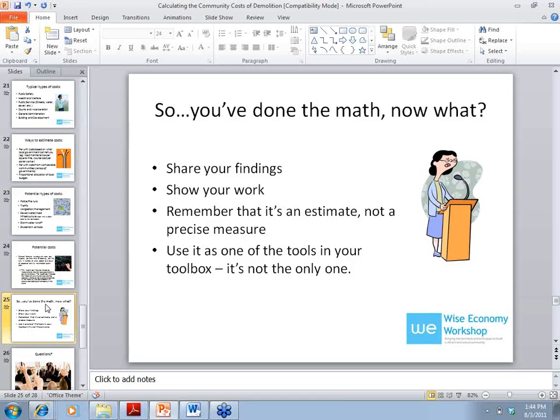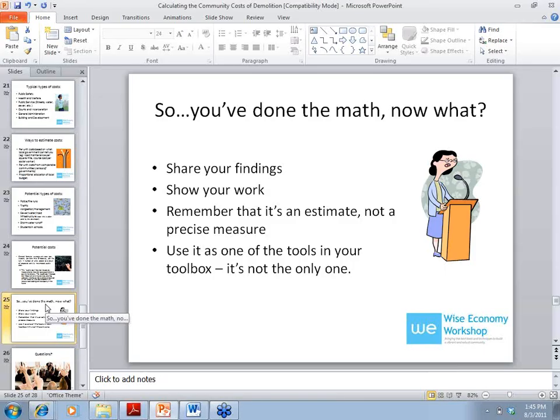What's in the best interest of your community is always a complex mix of the economic and the environmental, and the social and the cultural. So this is one tool. It's not all of the tools.